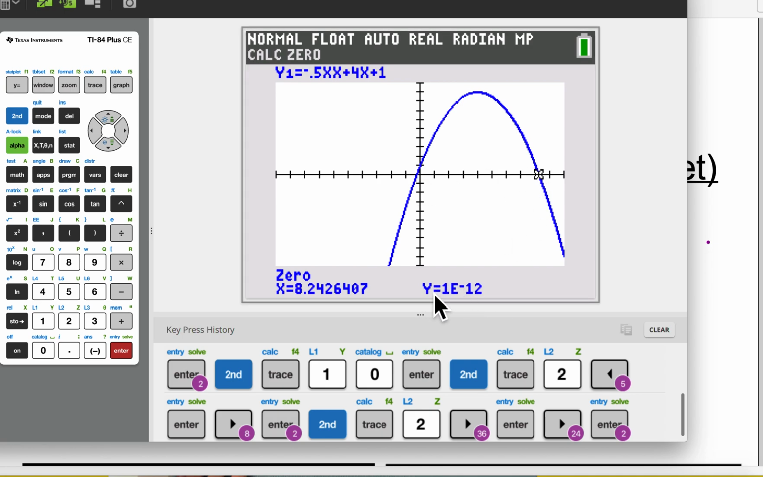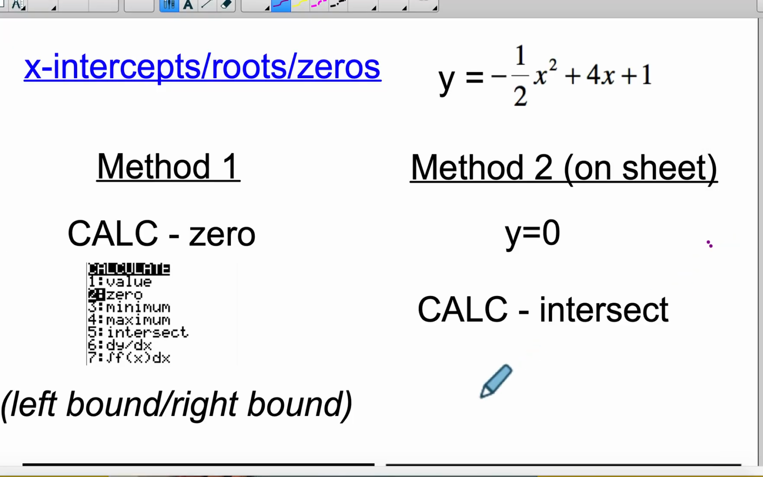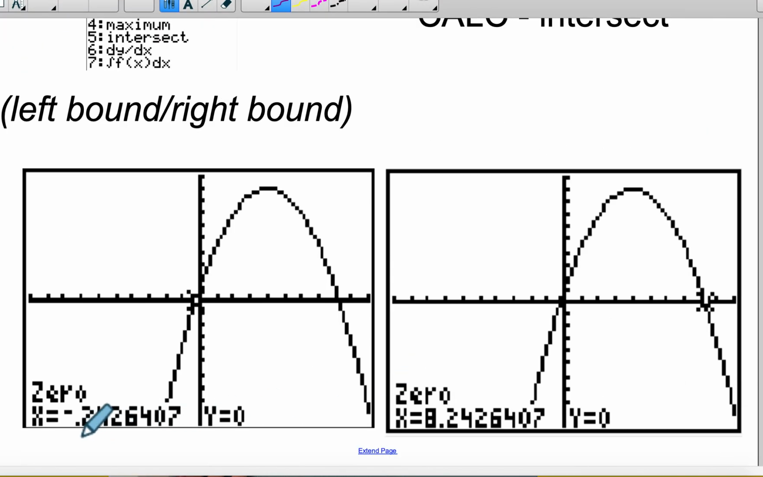This says y equals 1 times e to the negative 12. That literally means 0.0000, like 11 zeros and then 1. Again, your calculator is thinking too hard. That's just 0. Don't worry about that if you see it. Right? So I had those two. Yep, negative 0.246 and then 8.246. Those would be my 2 x-intercepts.